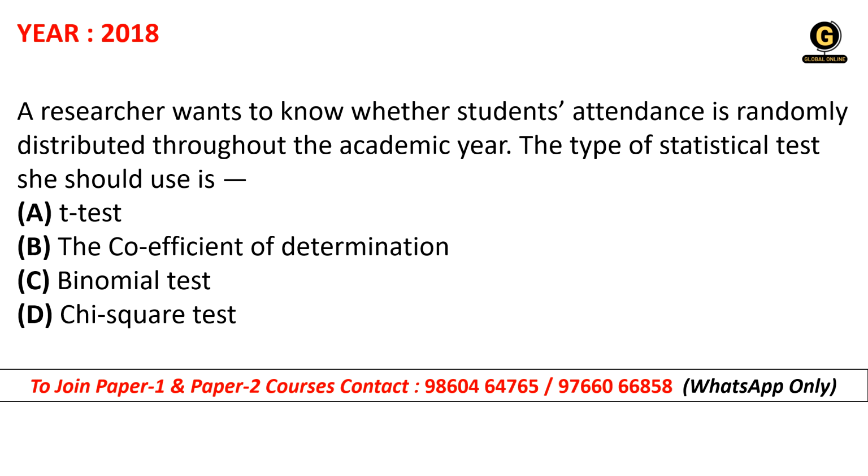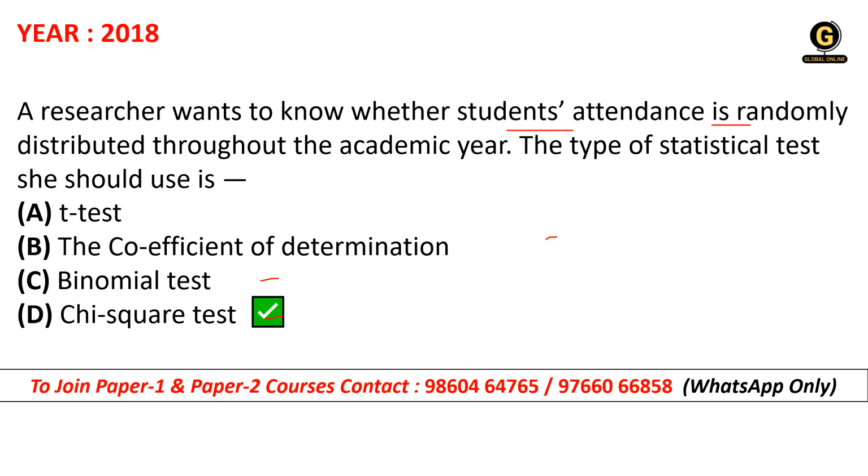Next question: a researcher wants to know whether students' attendance is randomly distributed throughout the academic year. The type of statistical test she should use is t-test, the coefficient of determination, the binomial test, or chi-square. So it is your chi-square test.